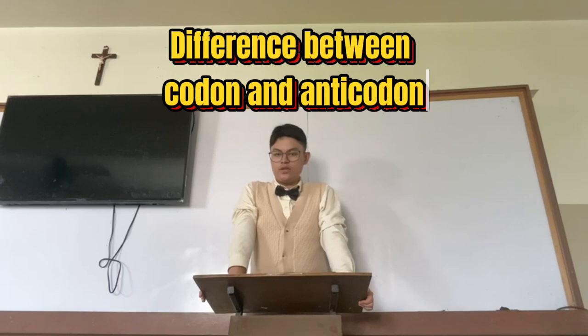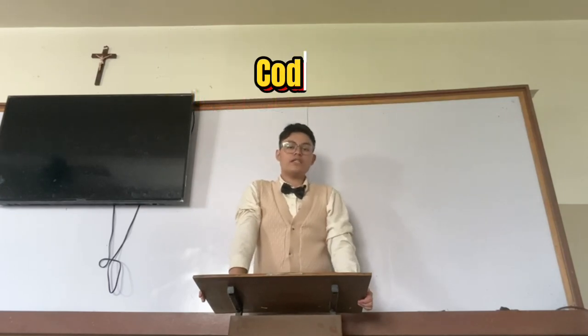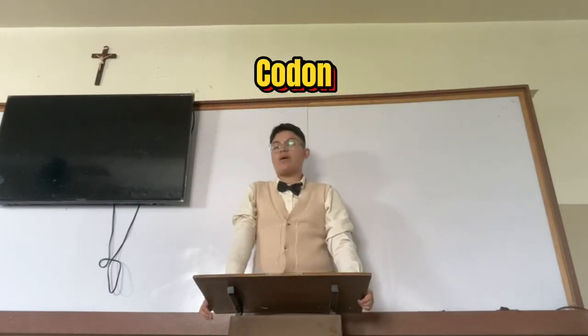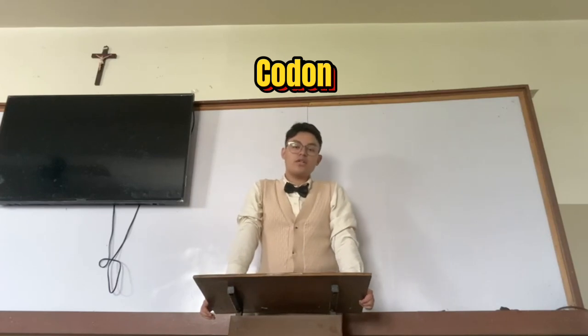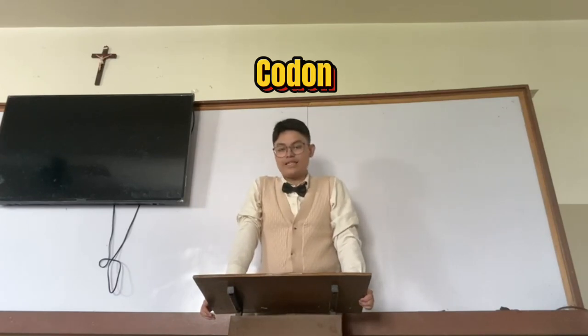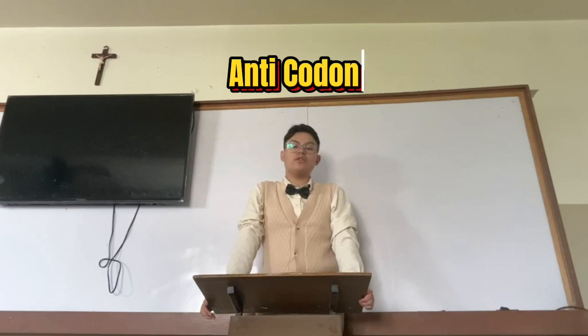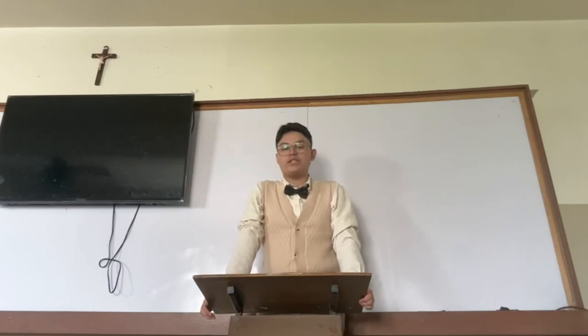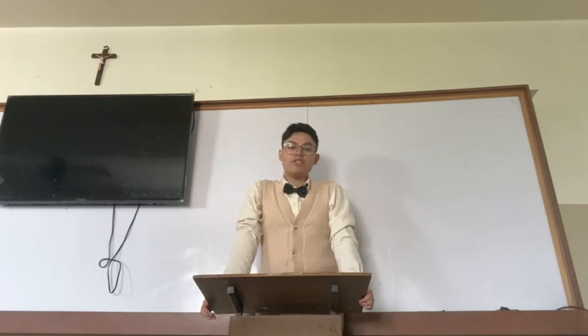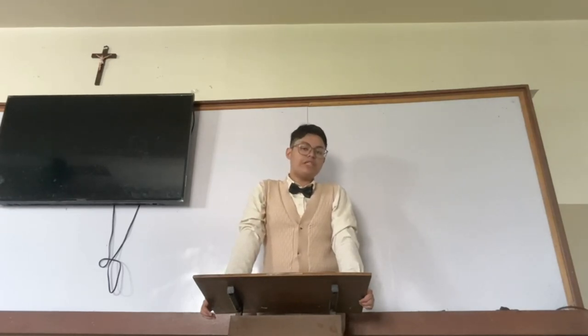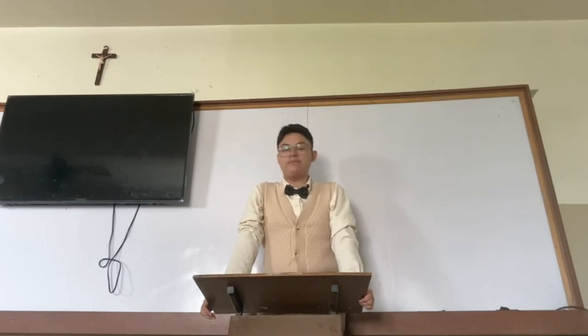Let's clear up the difference between a codon and an anticodon. A codon is a sequence of 3 nucleotide bases found on the mRNA. It's like a code word that tells the cell which amino acid to add next during protein synthesis. On the other hand, an anticodon is also a sequence of 3 bases, but it's found on the tRNA. Its job is to match the codon on the mRNA through base pairing, like a puzzle piece, to ensure the correct amino acid is delivered.